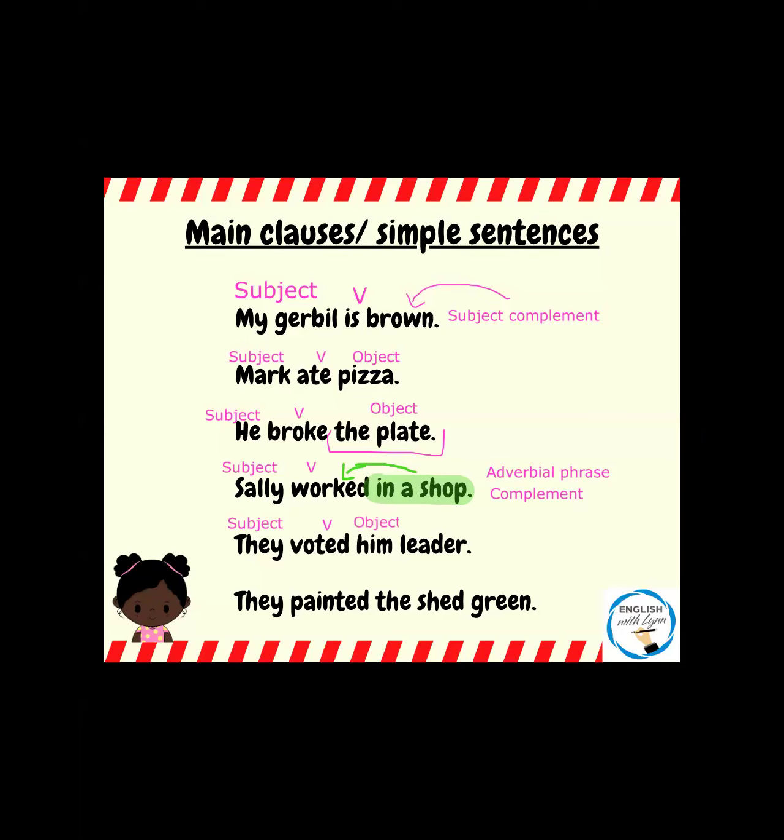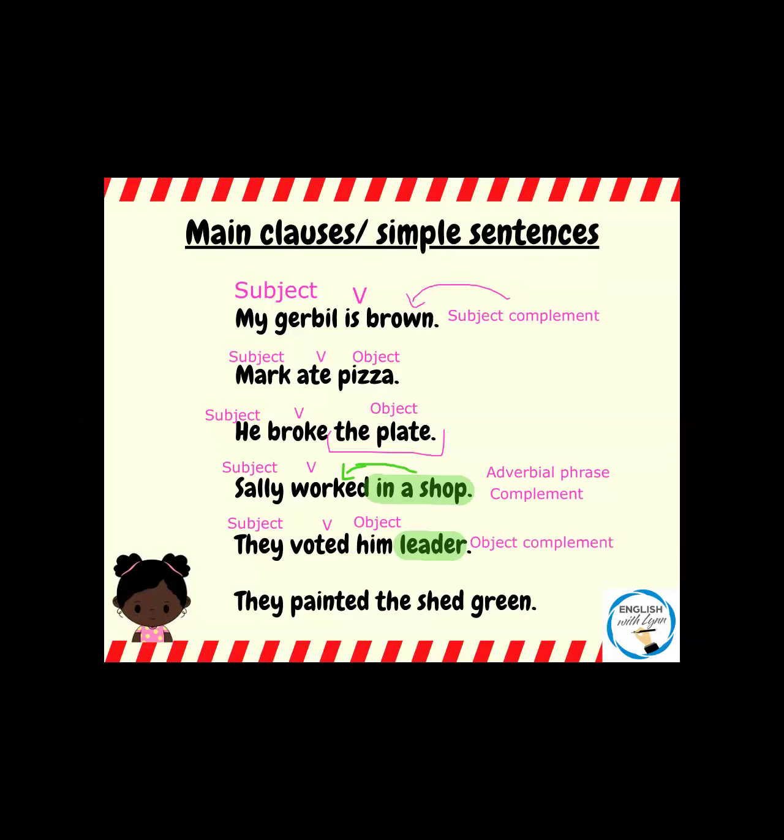And then we have this final part of the sentence here where they voted him leader. Now, the leader is telling us more about him. So it's linking to the him. So it isn't telling us more about the subject, it's telling us more about the object. So that word leader is an object complement. So we'll add that on the end there.